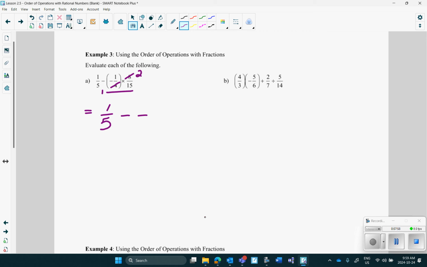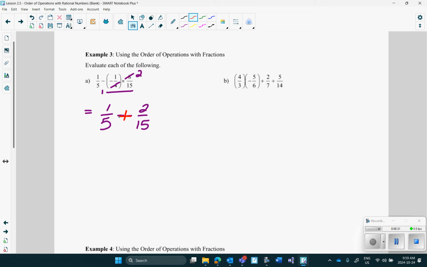So I get 1 times 2 over 1 times 15. Sorry, there'd be 2 negatives there because my answer is negative. So it should be like this. So 1 over 5 minus negative 2 over 15. And of course, this changes to plus. So now it's basically turned into a fraction addition question.